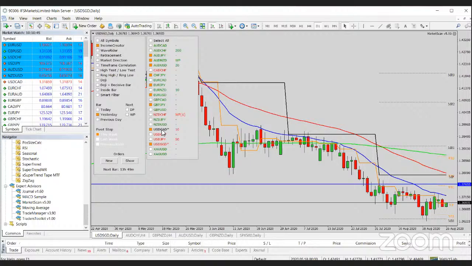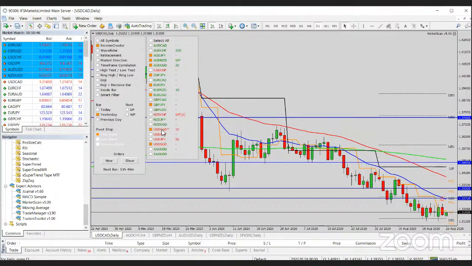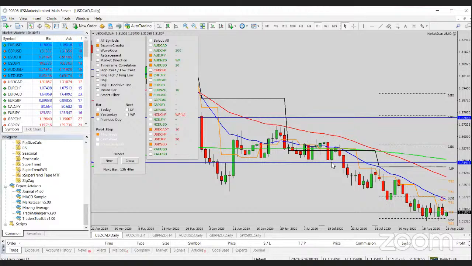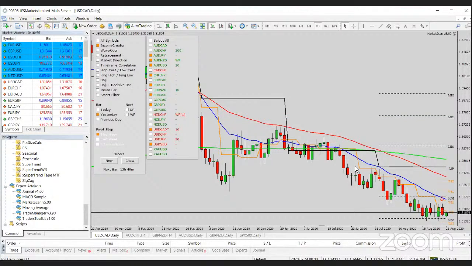Okay, so the other one that I suppose one could say is in a similar kind of position as dollar CAD. The reason I want to mention this is just as a word of caution, that this one I really think has potentially run out of steam down here.